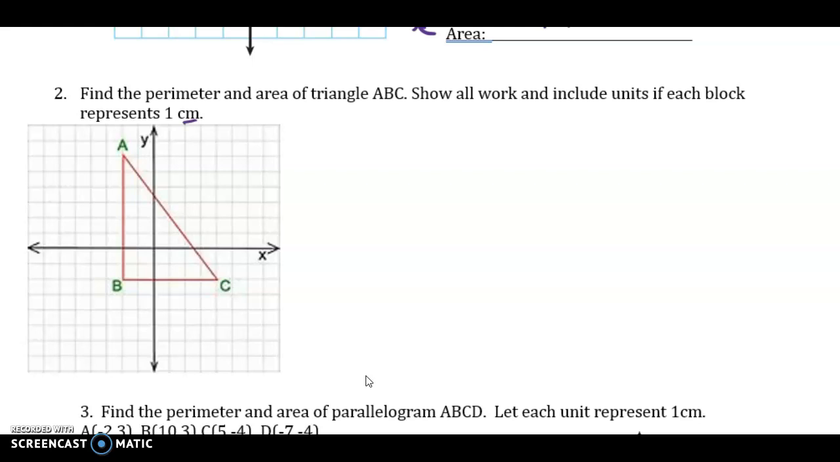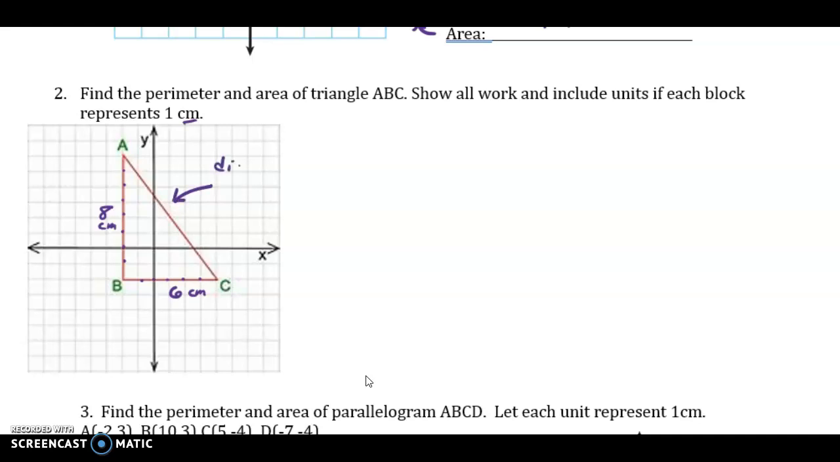So from B to C, you're going to go 1, 2, 3, 4. So that bottom side is going to be 6 centimeters. Left side, 1, 2, 3, 4, 5, 6, 7, 8. It's going to be 8 centimeters. Now, when you see diagonal sides, this is when you sort of have to do the most work.